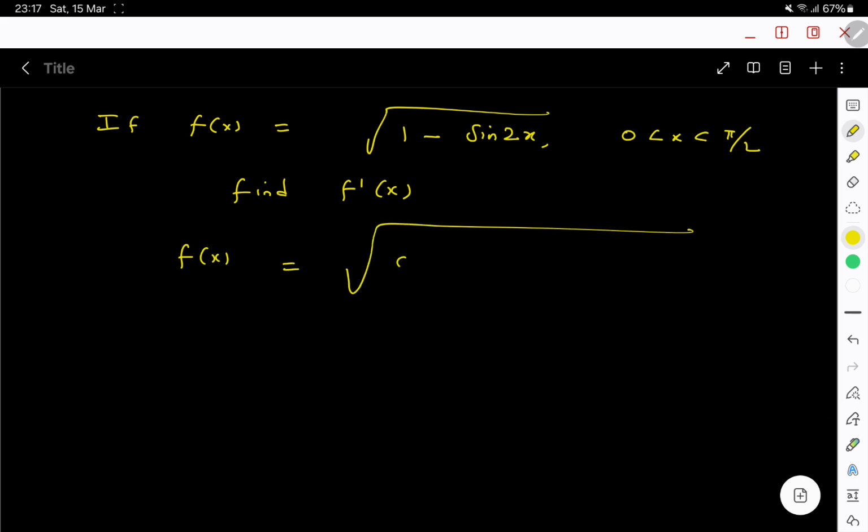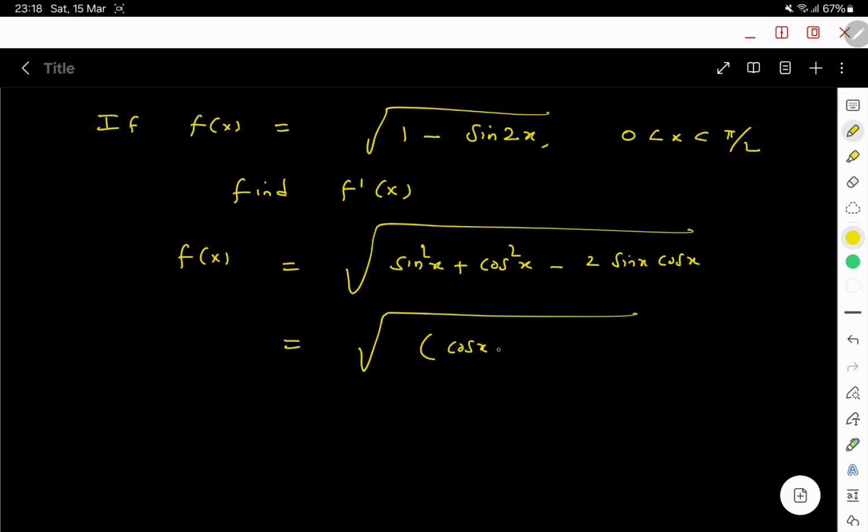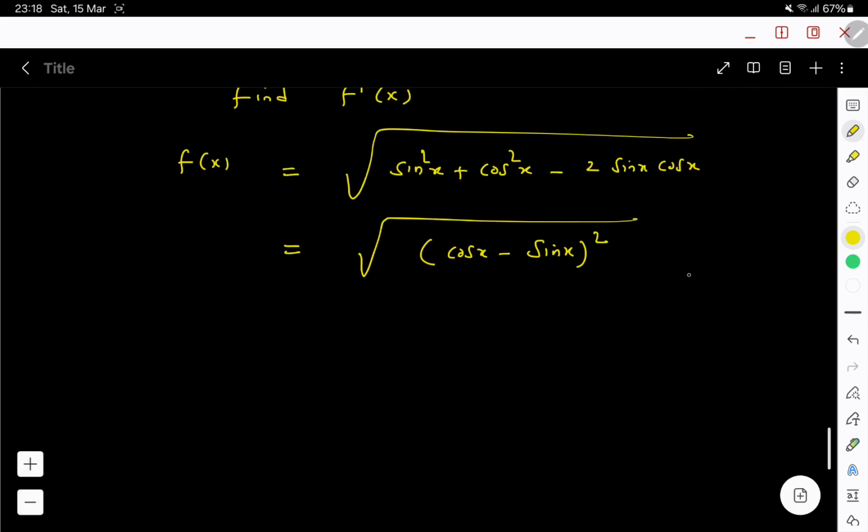Write 1 as sin square x plus cos square x. By trigonometry formula, sin 2x is 2 sin x cos x. This is in the form of a square plus b square minus 2ab, so I am writing it as cos x minus sin x whole square. We know under root of x square is mod of x. Similarly, it is modulus of cos x minus sin x. Okay, this is f of x.